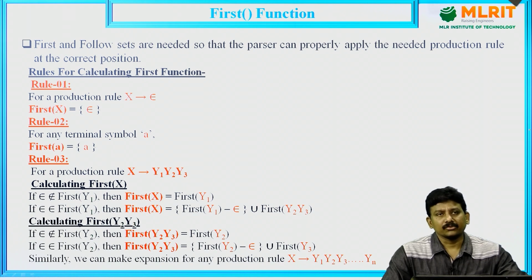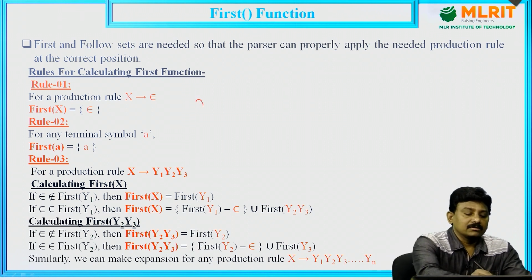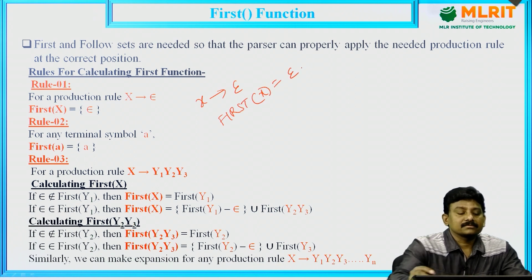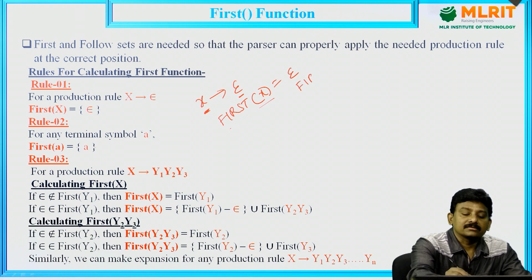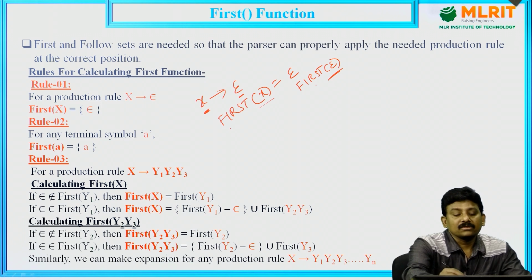the correct position. Rules for calculating the first function: rule 1, for a production rule X derives epsilon, the first of X is epsilon. Here the RHS is epsilon and the LHS is X. We are going to calculate first of X, that is, first of LHS is equal to first of epsilon. Epsilon is an empty string, so first of the empty string is the empty string itself.